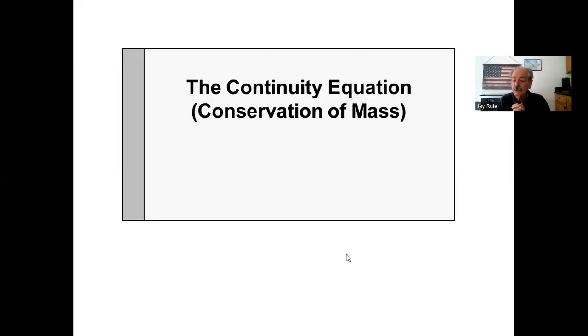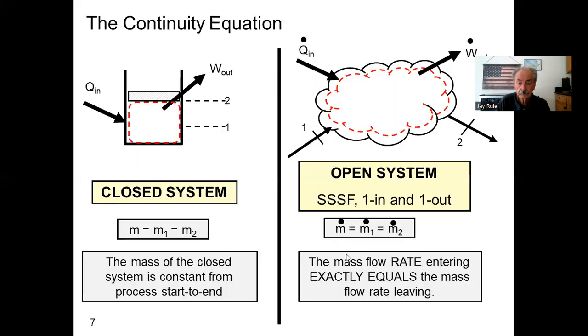Let's move along to the continuity equation, also called conservation of mass. How are they the same? How are they different? We'll write down the continuity equation for a closed system. Pretty easy. You should have this in your head. Forget the formula sheet. M1 equals M2. The mass at state 1 is exactly the same as the mass at state 2. We call that M, the mass. The mass of the closed system is constant from start to end.